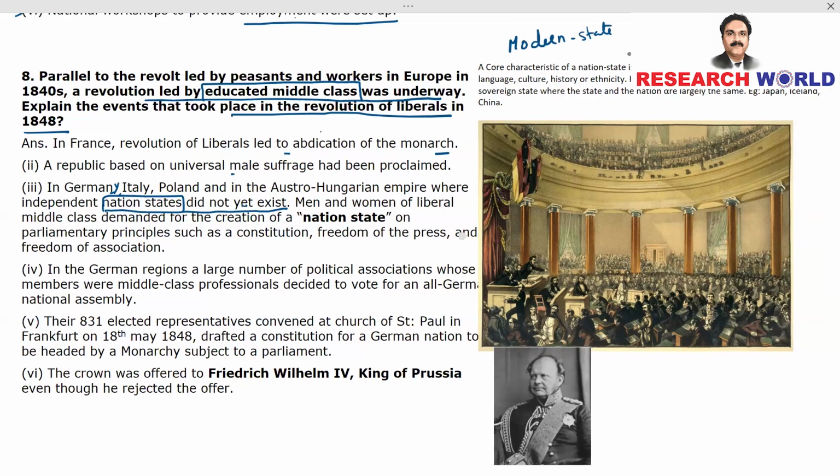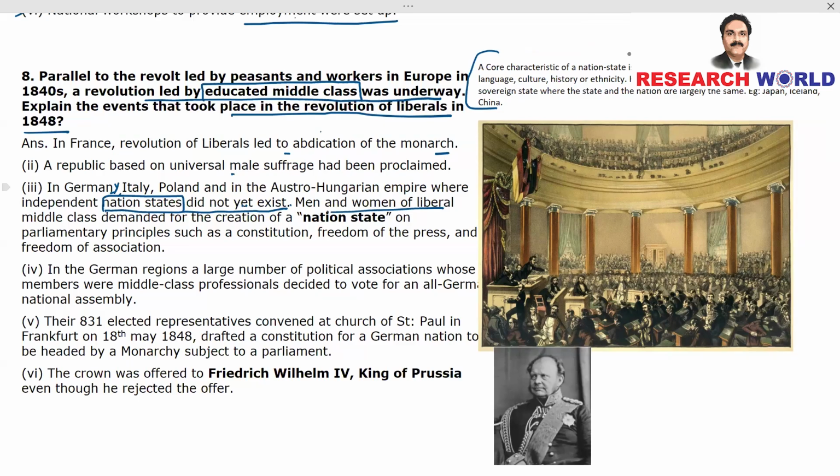With people from different ethnicity, they speak different languages, different cultures. Yet in this diversity, we have unity. But in a nation state, it is slightly different. This has been discussed in the previous questions. So coming back to the term, nation states did not yet exist.